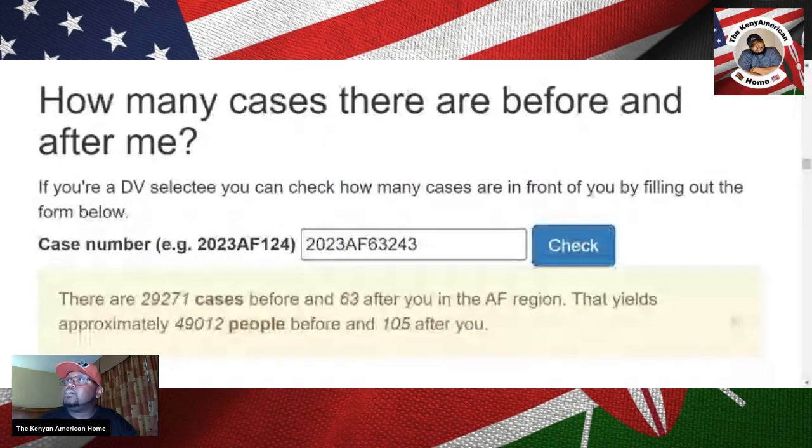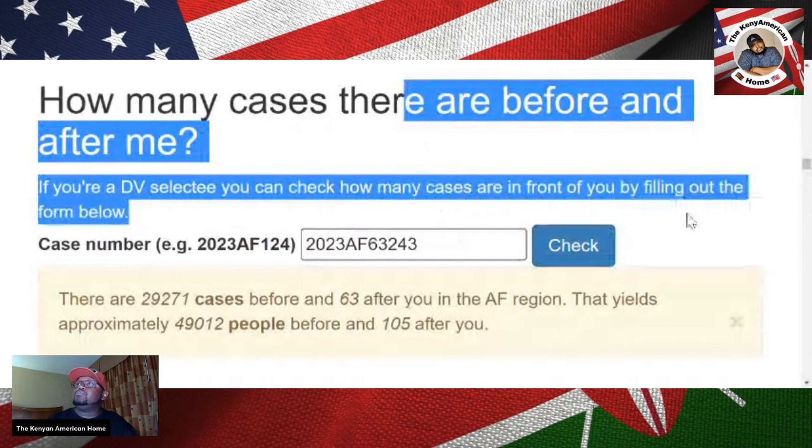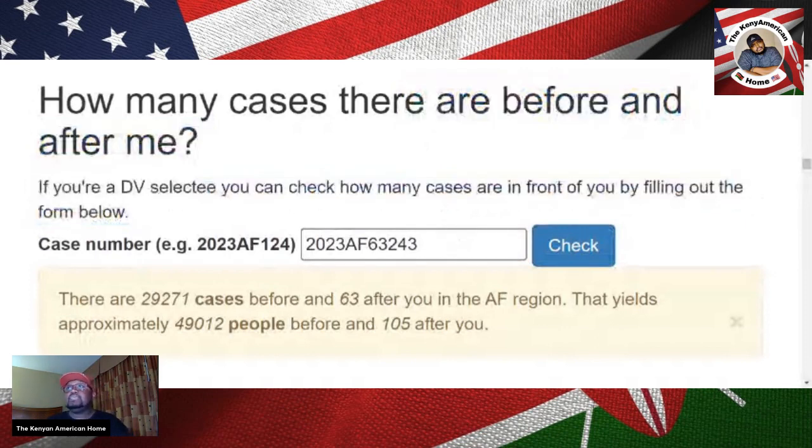Okay, so 63,243. What they're saying is there are 29,271 cases before you and 63 cases after you, as an estimate right now. So that means there are approximately 49,000 people ahead of you and 100 people after you. So with 63,243, there's still a good chance that you fall among the 55,000 people.